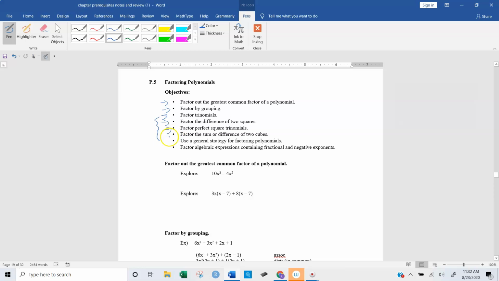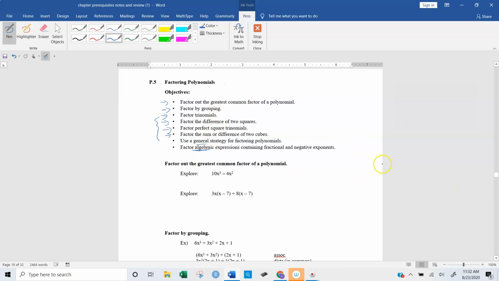Some of them are very similar. The sum or difference of two cubes. This one here, very few remember, but you have seen it. The strategy for factoring, so what do you use when out of these here four? And factor algebraic expressions containing fractional and negative exponents. So what do you do when it looks weird?